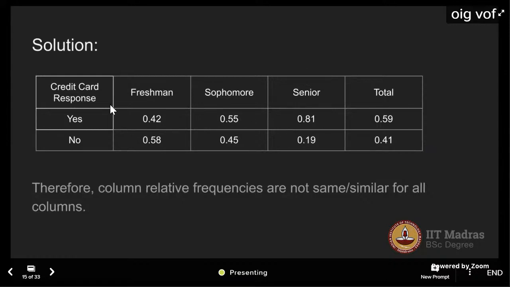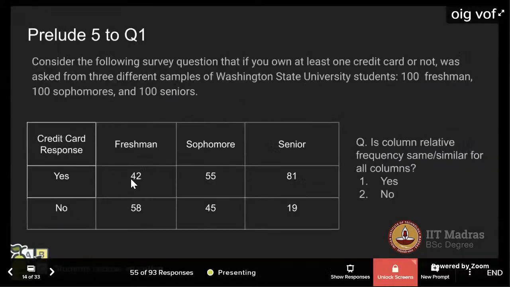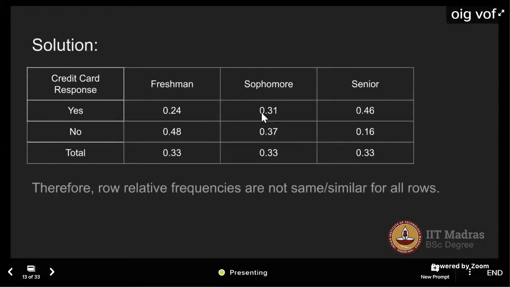So you can see that these two variables, credit card owning and year of study, are correlated to each other. There is an association. As the year increases, the chances of owning a credit card also increase: 42, 55, then 81. That's why we say if column relative frequencies are not similar, then the variables are associated. You can also do it by row relative frequencies. You can see there is a difference there also. These two variables are related.